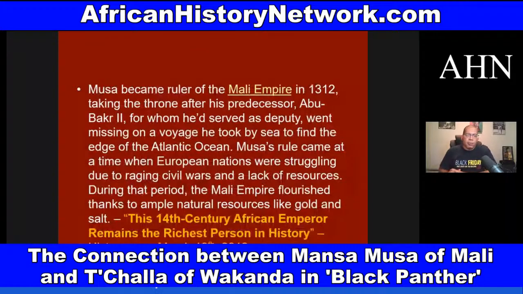Mansa Musa became ruler of the Mali Empire in 1312 Common Era, or AD, taking the throne after his predecessor Abu Bakr II, for whom he had served as deputy, went missing on a voyage he took by sea to find the edge of the Atlantic Ocean. Mansa Musa's rule came at a time when European nations were struggling due to raging civil wars and a lack of resources. During that period, the Mali Empire flourished thanks to ample natural resources like gold and salt.